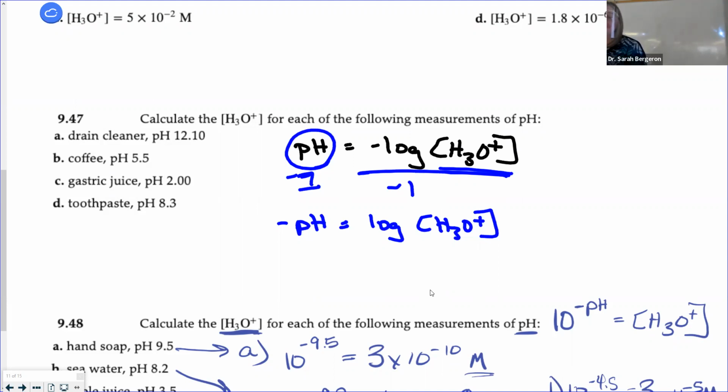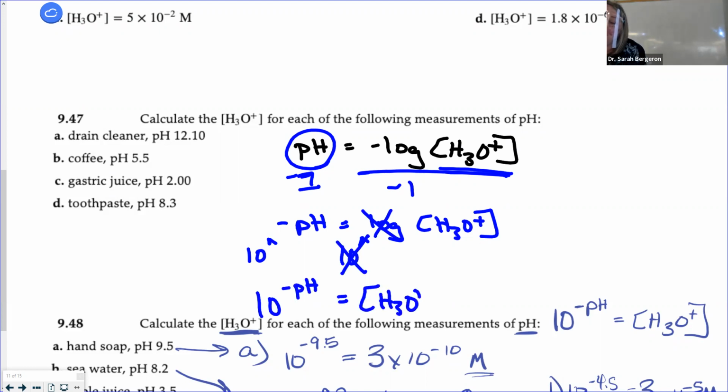Y'all see that? So if I take both sides of the equation and I do 10 raised to the negative pH and 10 raised to the log of H3O plus, basically what that does is eliminates both of those things. So if I do 10 raised to the negative pH, I get the concentration of H3O plus. So I'm going to show you how to do that on the calculator.